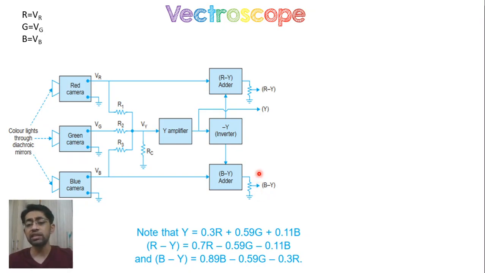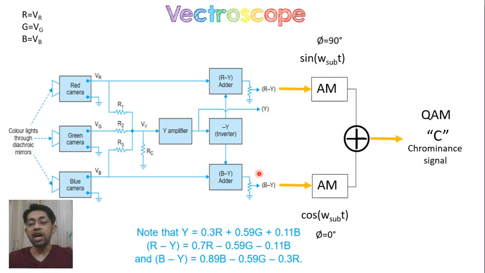Now these signals are actually amplitude modulated, and this amplitude modulation is performed with a subcarrier of frequency omega sub. For amplitude modulation only a single subcarrier frequency is available, and on this single subcarrier frequency these two signals are modulated. So the B minus Y component is modulated with the 0° shifted subcarrier, which is cos omega sub t, and R minus Y is modulated with the 90° shifted subcarrier.